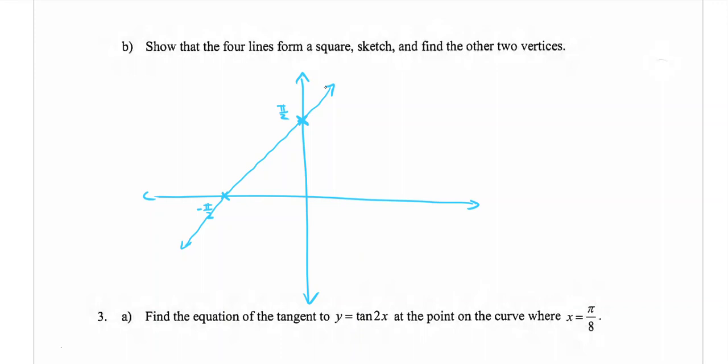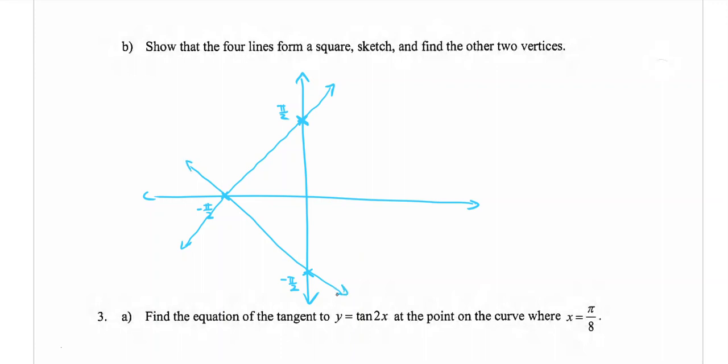Then the second one was y equals minus x minus pi over 2. So that's a -1 gradient. Minus pi over 2 is down here for my y-intercept. A -1 gradient, so it's got to slope back that way. It will have the same rise and the same run, but in a negative slope. So it's going to go like that.